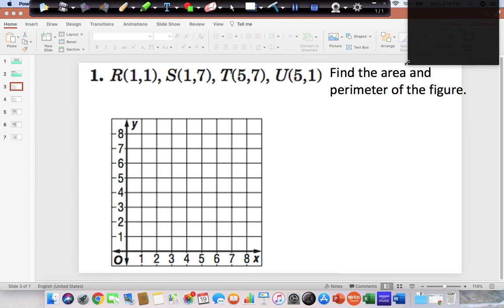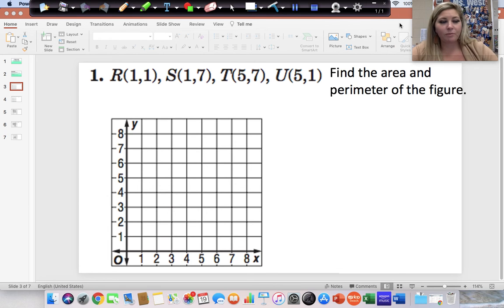Okay, so we are finding the area and perimeter of this figure. So the first thing we need to do is graph the figure. So this is all in quadrant 1, by the way. Quadrant 1. It doesn't show all 4 quadrants here. It just shows you quadrant 1 for this particular graph.